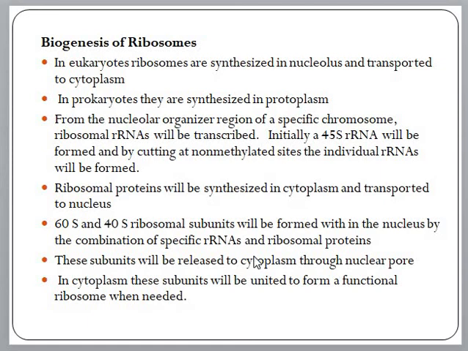The rRNA synthesis happens within the nucleus. The ribosomal proteins will be synthesized in the cytoplasm and transported to the nucleus. The 60S and 40S ribosomal subunits will be formed within the nucleus by the combination of specific rRNAs and ribosomal proteins. Once formed, these subunits will be released to the cytoplasm through the nuclear pore.